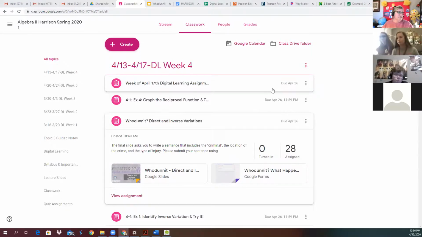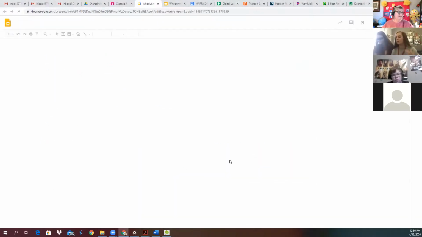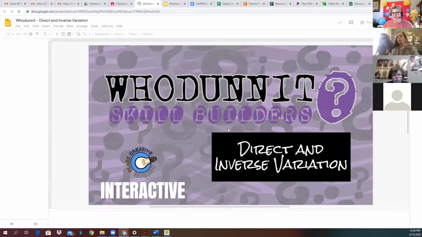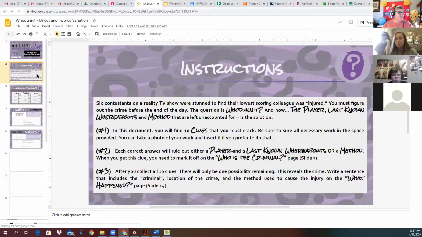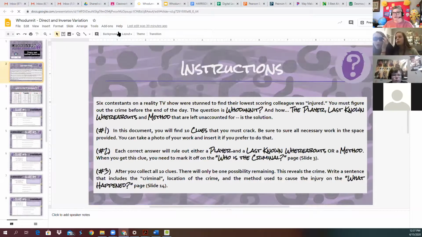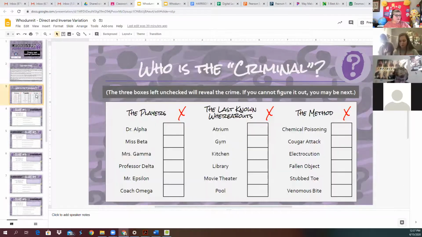And then finally, I did want to show you the whodunit, which is your project for this week. So it's kind of a fun little game / project. And so you're going to be looking at, can y'all see it on your screen? Okay, so basically it's a mathematical version of Clue using direct and inverse functions. And so you're going to answer these questions.